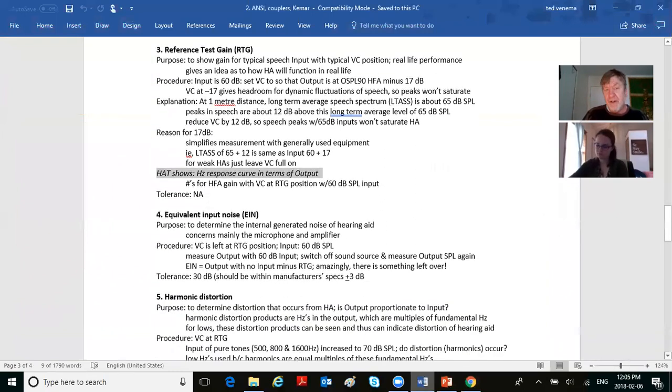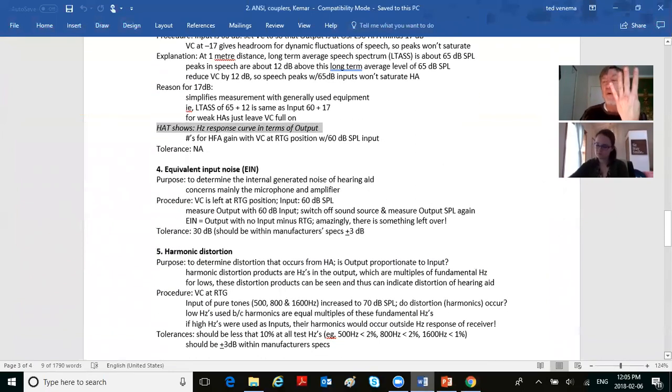And then measurements 4 and 5. And that does it. That finishes ANSI. So look at measurement number 4, EIN. So the hearing aid is left at reference test gain position. Your volume is reduced. Your inputs are the same. Okay? And what is EIN? The internal noise generated by the hearing aid.